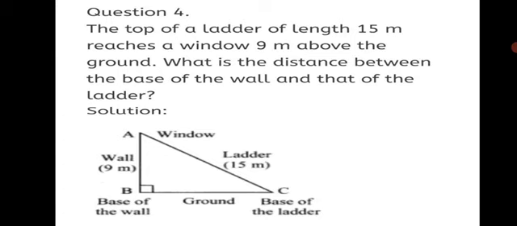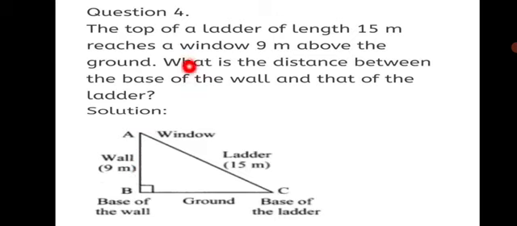The top of a ladder of length 15 meter reaches a window 9 meter above the ground. So what we have done, we have taken this window as point A, which is above the ground 9 meter. So this becomes a wall. And the ladder, which is 15 meter in length, reaches the window which is at 9 meters. So A is the point where we have the window, and this is a 15 meter ladder which is reaching the window from the ground, which has a wall of 9 meter.